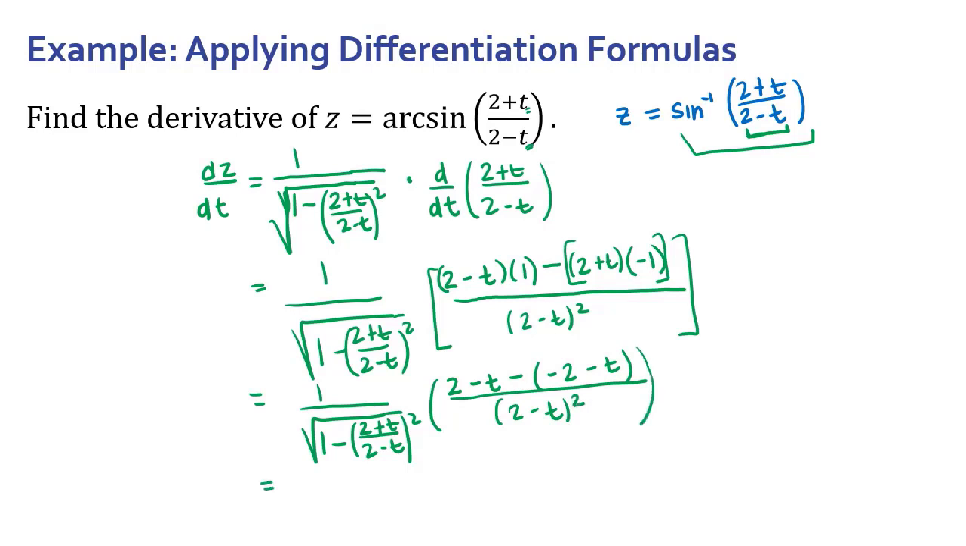So that's going to become 1 over the square root of 1 minus 2 plus t over 2 minus t quantity squared times, okay, so I'm going to get 2 minus a -2 is 2 plus 2, so that's going to be 4, and then -t minus a -t becomes -t plus t, which is 0, all over 2 minus t quantity squared. And we can leave it just like that.